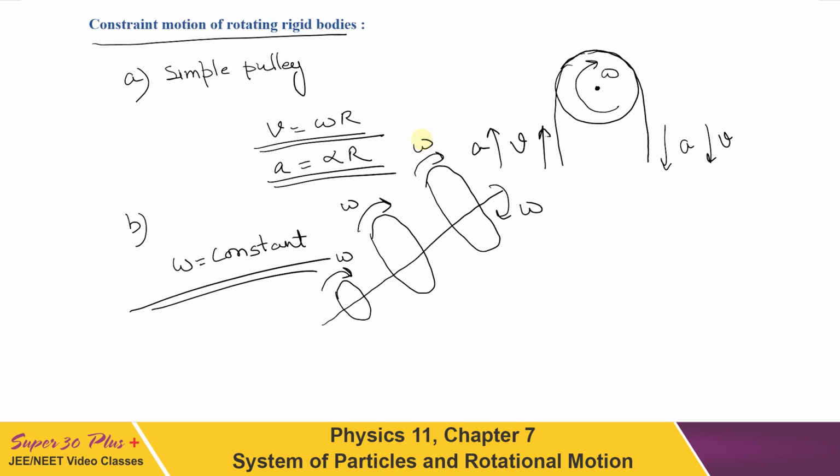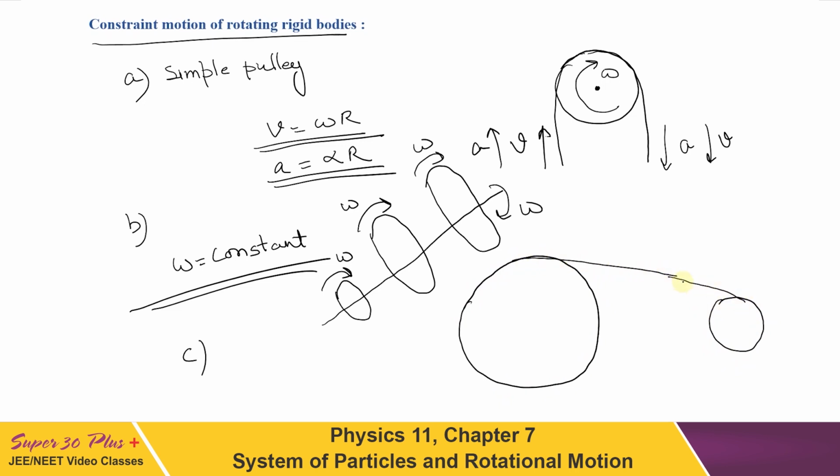One more constraint, which is generally encountered in numerical problems, is when two pulleys are connected like this, one bigger pulley and one small pulley. They are connected with the help of a belt or string in this manner, and let their radii be r1 and r2, and their angular speeds omega 1 and omega 2. Now see, what is the constraint here?